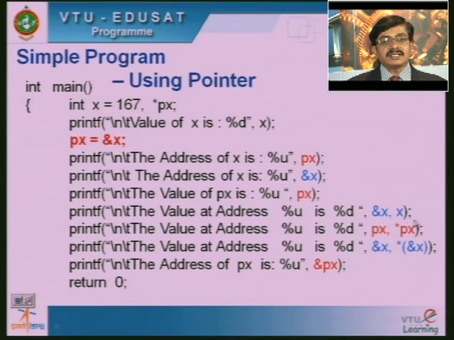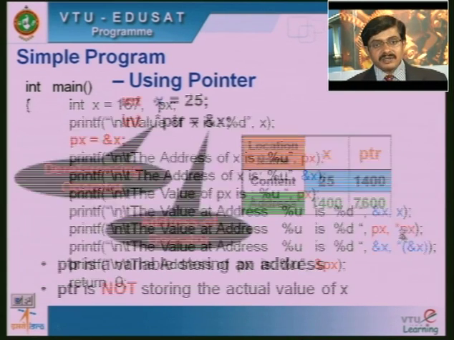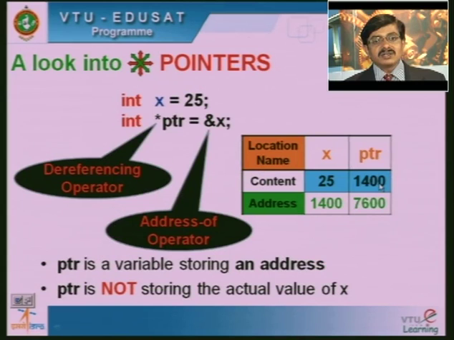This is most important. This star is called the dereferencing operator. The meaning of star px is like value at address px. What px is basically holding is the address of x. Coming to the previous slide, px is holding 1400. If I say star ptr, it means the value at address ptr. If the ptr value is 1400, then the meaning is the value at address 1400. What is the value at address 1425? This is the way I can indirectly handle the variables using pointers.